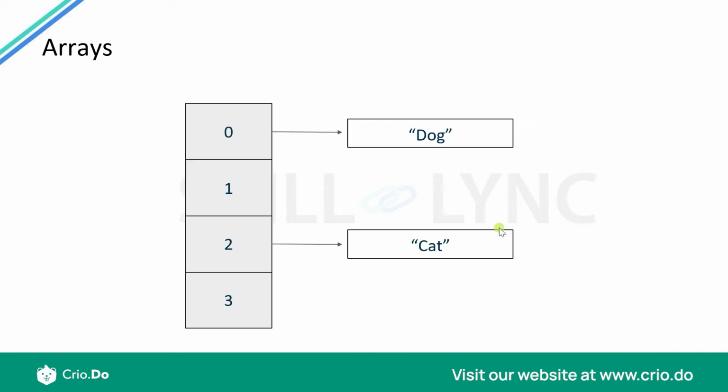Okay. Now, as you can see over here, you have an array which starts with 0. 0 can point to a string, dog. 1 can point to another string. 2 can point to another string, let's say cat, and 3 can point to another string. This is a string array. These are all the indexes of all the elements which are stored within that array.